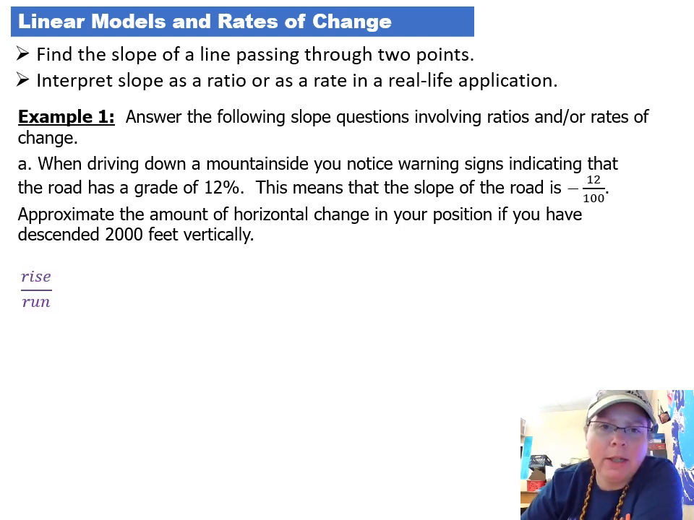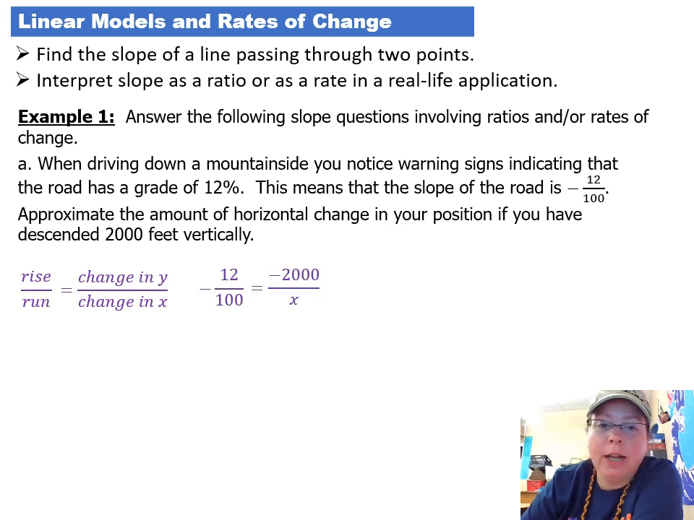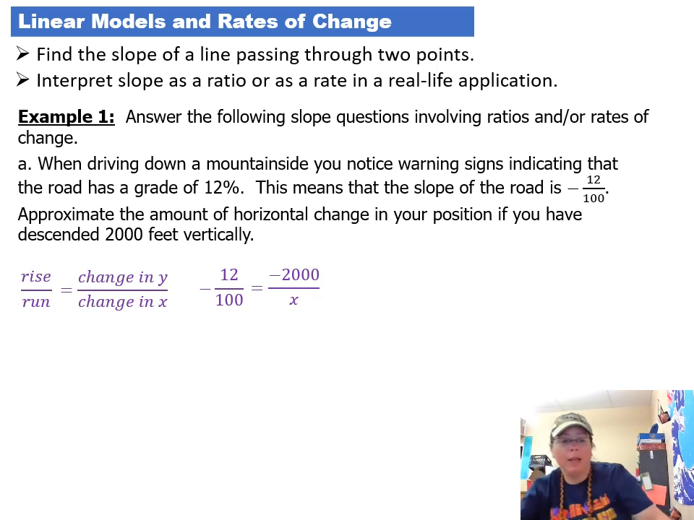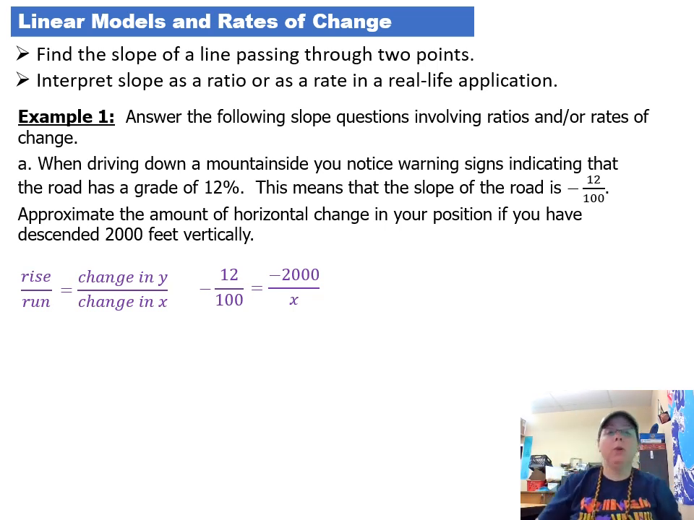So rise over run is slope. So change in y over change in x. Change in y is down 12 over 100 for change in x. And that should be equal or proportional to negative 2,000, a drop of 2,000 feet vertically, over x. We're looking for that horizontal change.